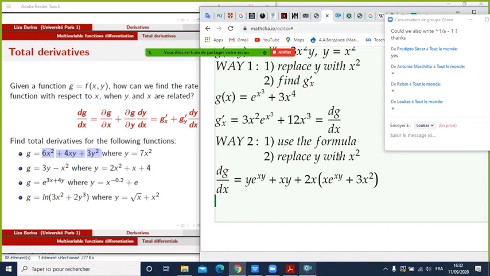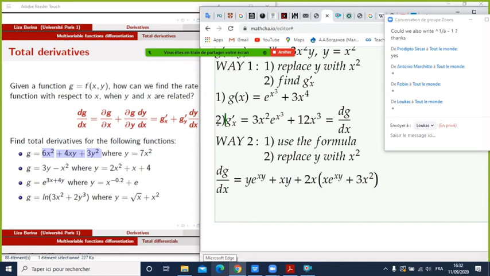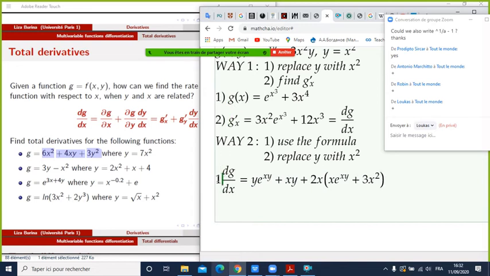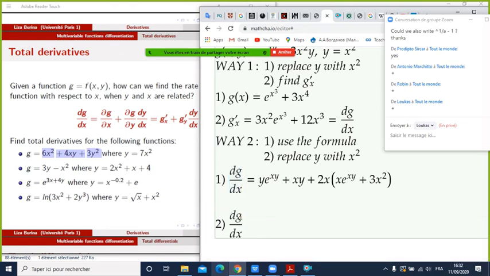Okay, so we got a long expression. Nice, cool. That was the first step, use the formula. And okay, let's mark that this is the first step and this is the second step. The second step will be replacing our y with its actual functional form.